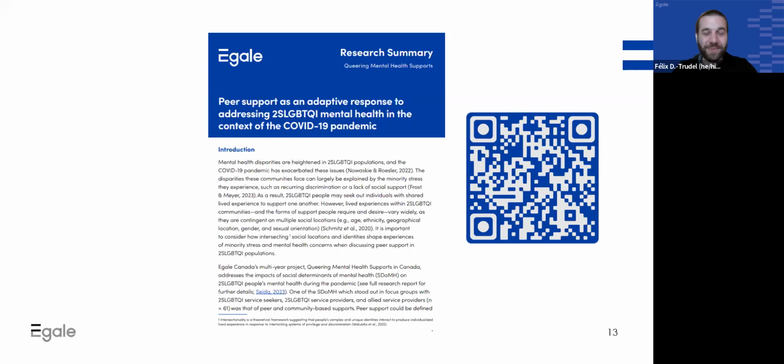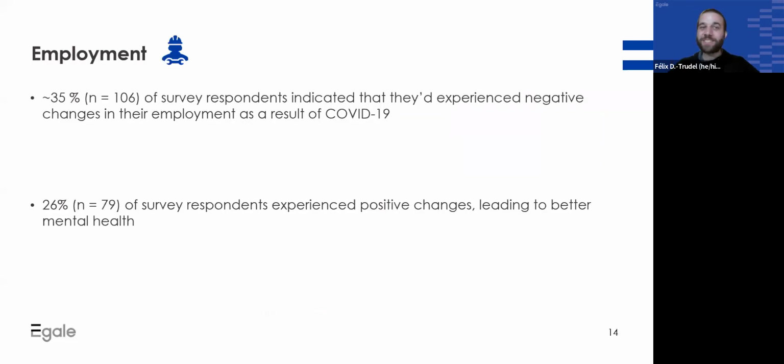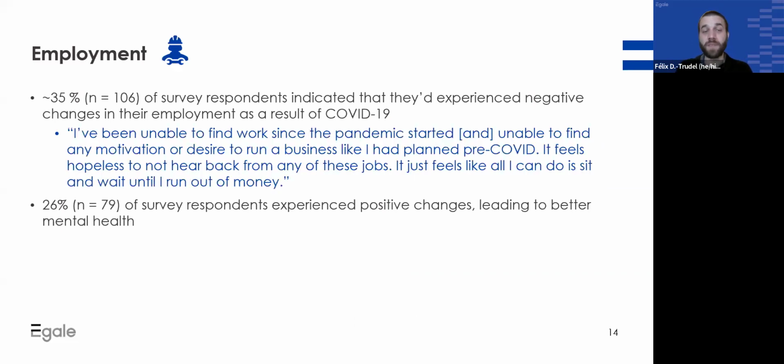All right, so I think we can move on to employment. Steady employment is one of the determinants of mental health most directly impacted by the pandemic. Although employment-related problems were not widely discussed in the focus groups, nearly 35% or 106 survey participants indicated that they'd experienced negative changes in their employment as a result of COVID-19. These negative changes had correspondingly negative impacts on mental health.